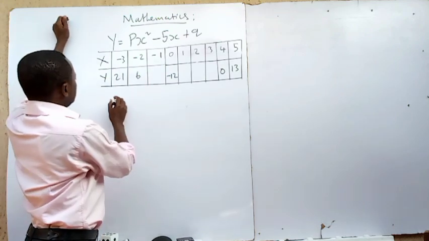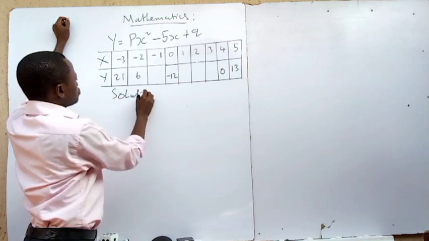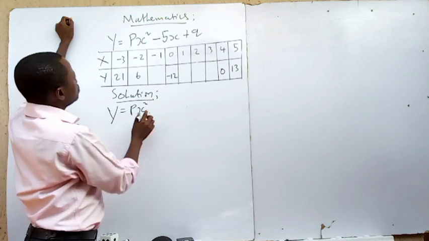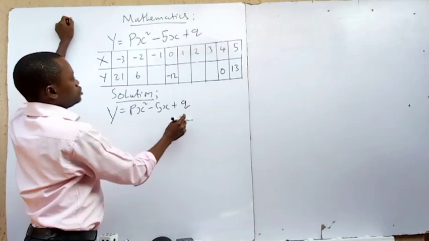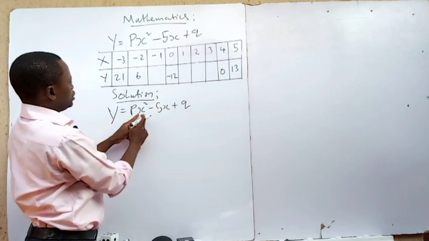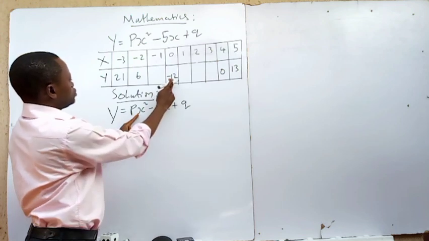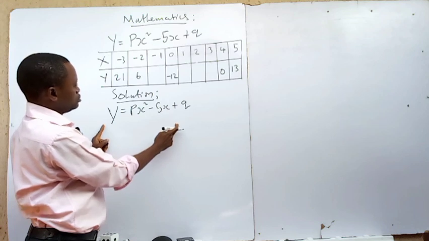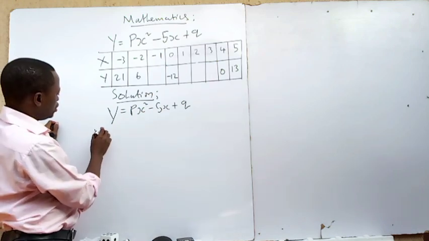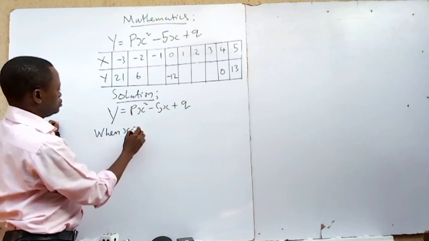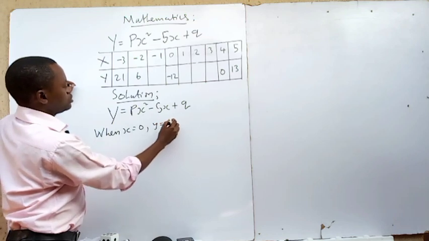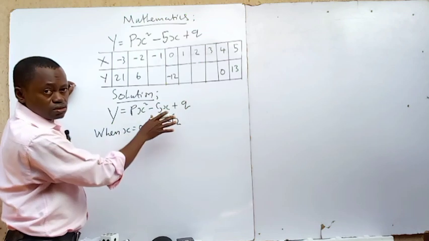So if you look here, I say solution. So we have that y is equals to px squared minus 5x plus q. If you look here, there are two instances. If you look here, x is 0. When we put that x to be 0 here, y is minus 12, something can happen. You can observe something. So we can start from there. When x is equals to 0, then y from the table is equals to minus 12. It's given in the question. So you use it.